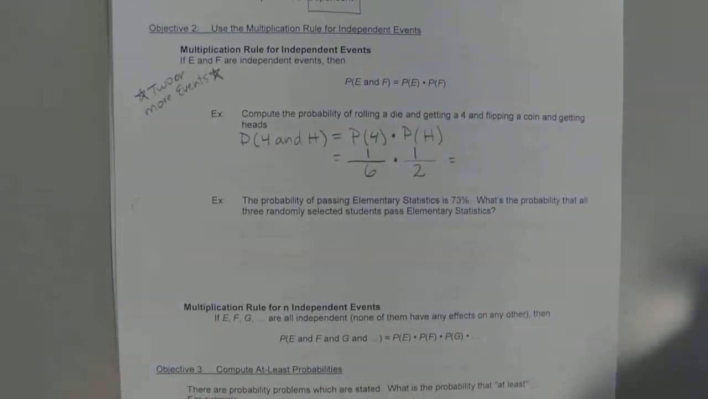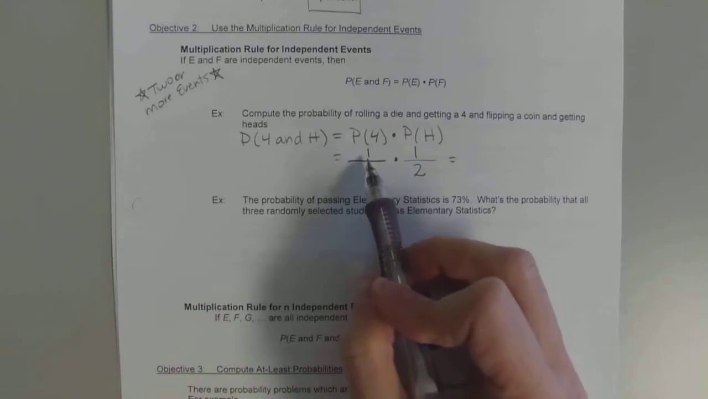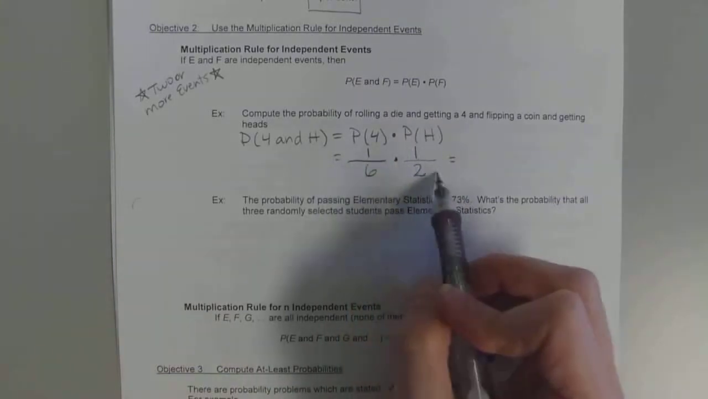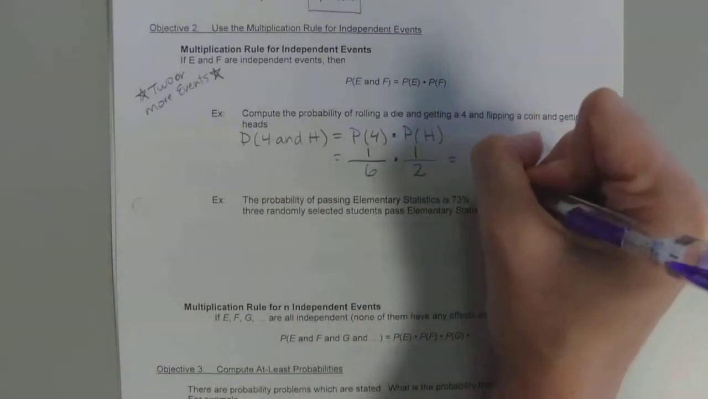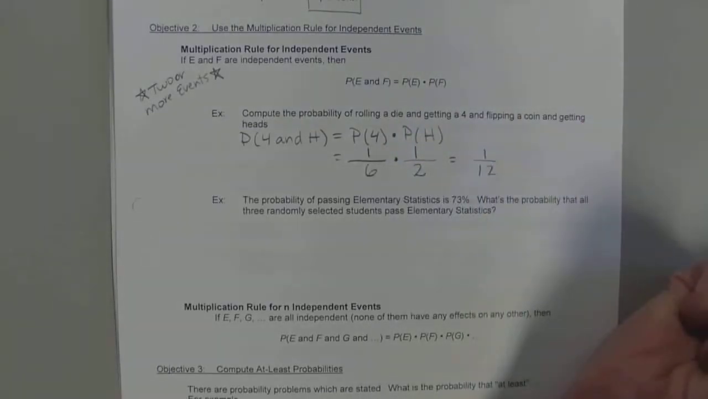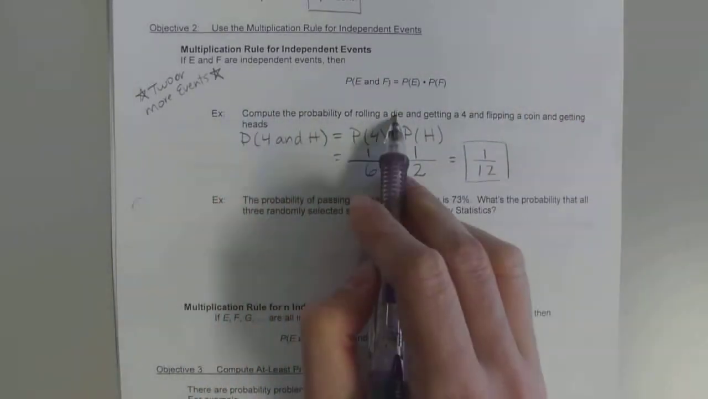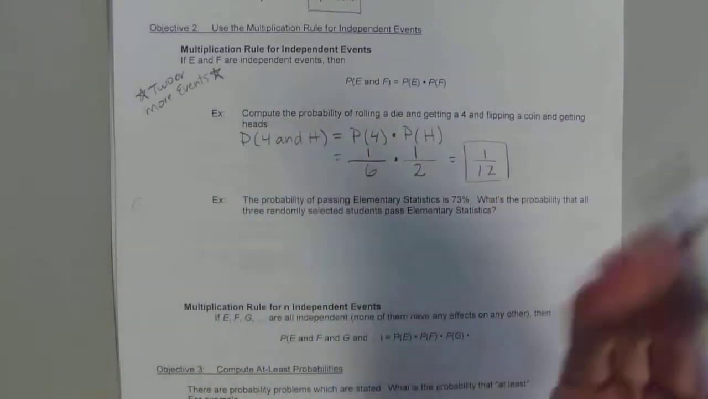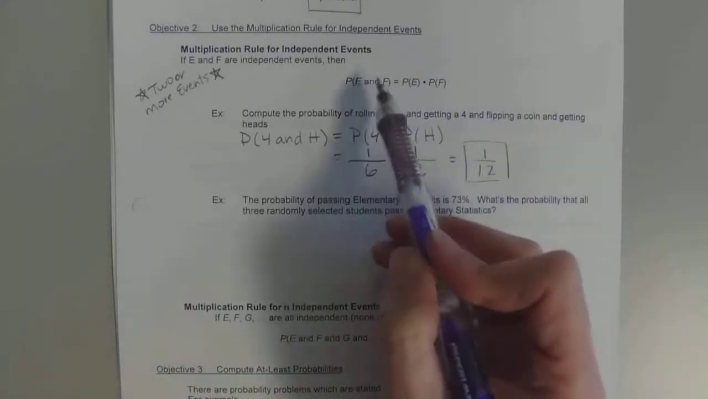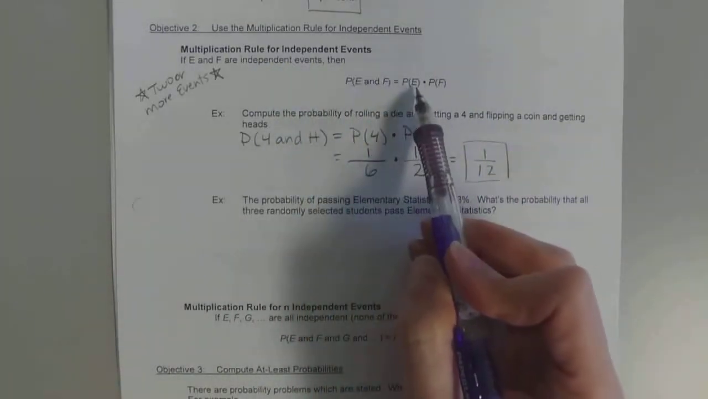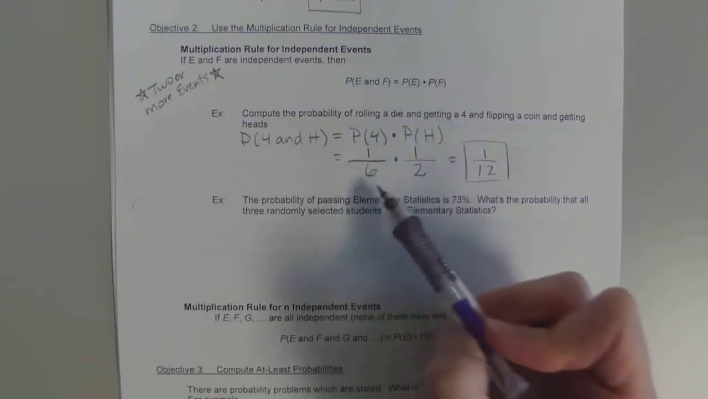So this is nice. You can do it on your calculator, but if you guys remember, to multiply fractions, you just multiply straight across the bottom, straight across the top. So we just have 1/12. Is that okay with everyone? So rolling a die, no matter what we got, did not affect flipping a coin. So they're independent events, so we can just use the rule: the probability of the first times the probability of the second.